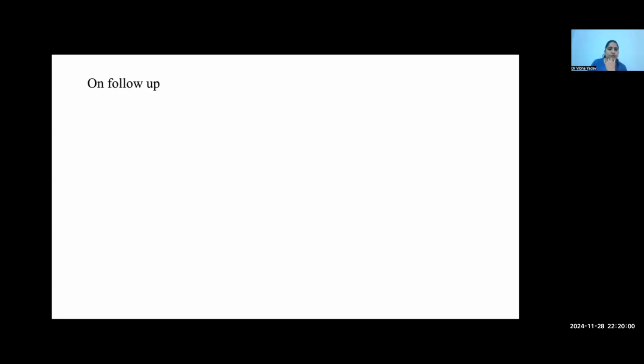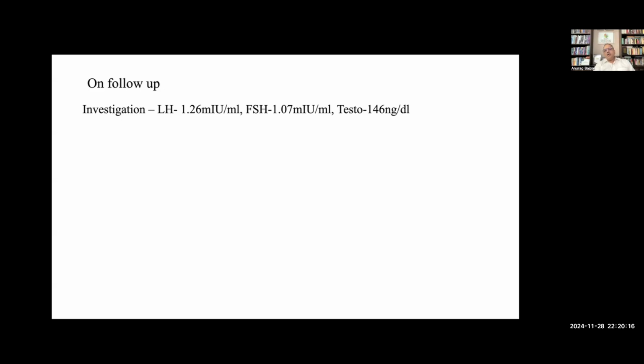On the follow-up, the investigation showed that LH was 1.26, FSH was 1.07, and definitely, as the sir said, testosterone should be done, and it was 146 nanogram per dL. So what it means is that there is a mini puberty going on and testosterone is high. Which form is excluded from this? Sir, from me or the audience? Yeah, audience. So which forms will be excluded?